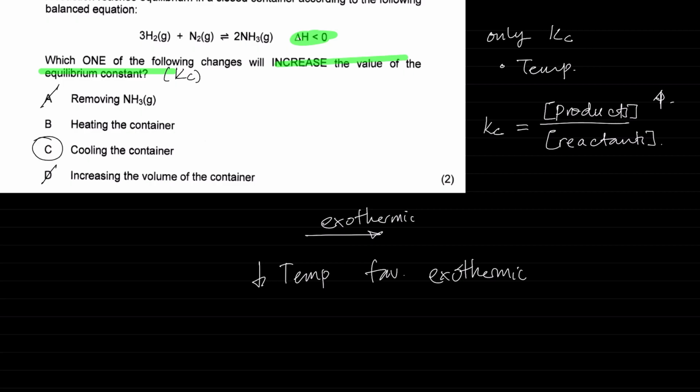Remember, if we cool the container, if we decrease the temperature, the system will want to increase the temperature by favoring the exothermic reaction, which is the forward reaction. That means the amount of NH3 would increase, therefore the equilibrium constant Kc would increase as well. Okay? Let's move on. Question number 6.